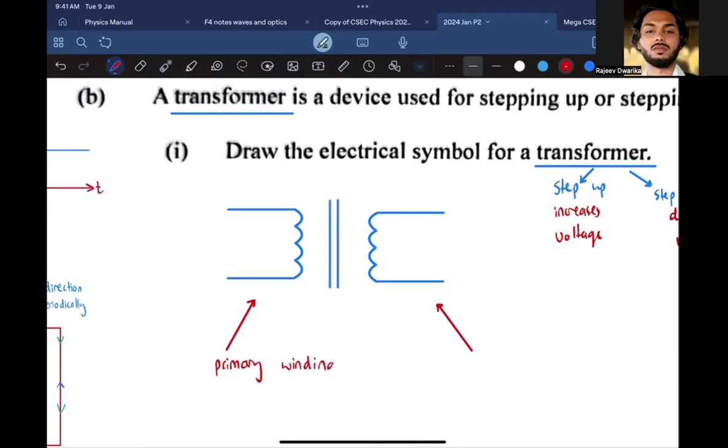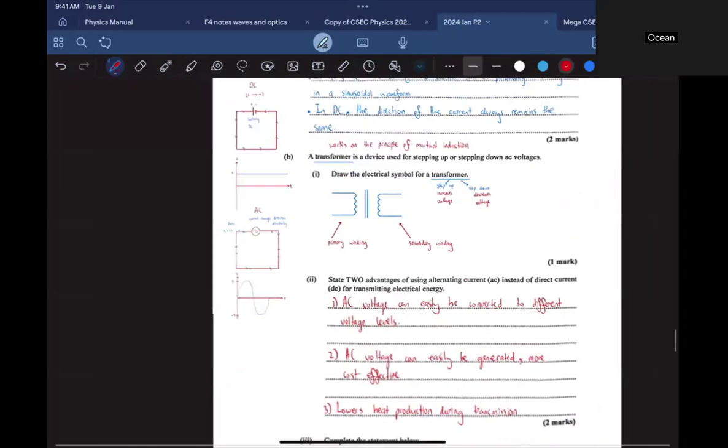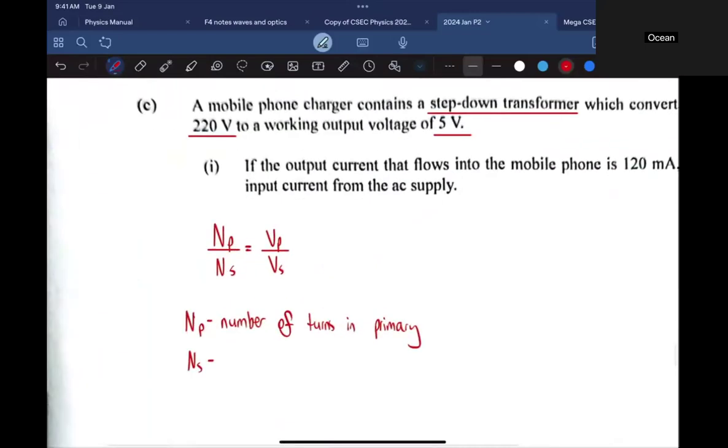So in a transformer, we have a primary winding, so NP. NP stands for number of turns in the primary. So what do you think NS would be? The number of turns in the secondary. Right. So let's write that down here. And I don't think I have to say what VP and VS are, right? VP is voltage in the primary, VS is voltage in the secondary.